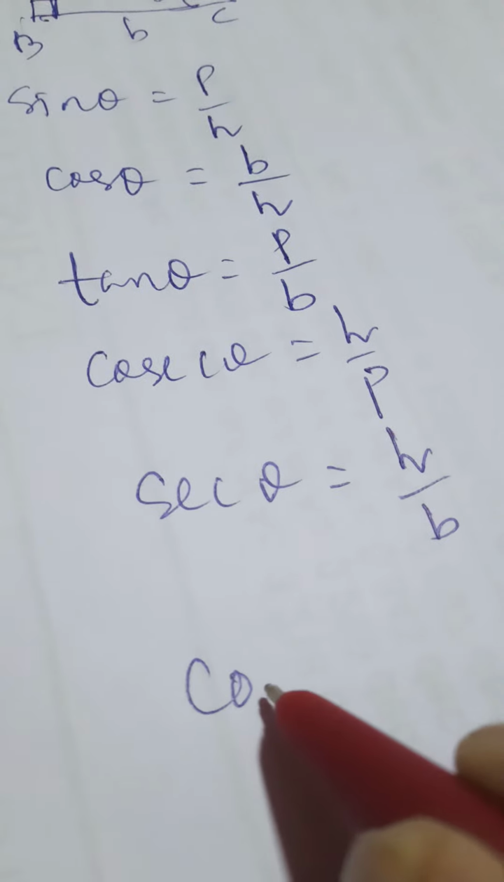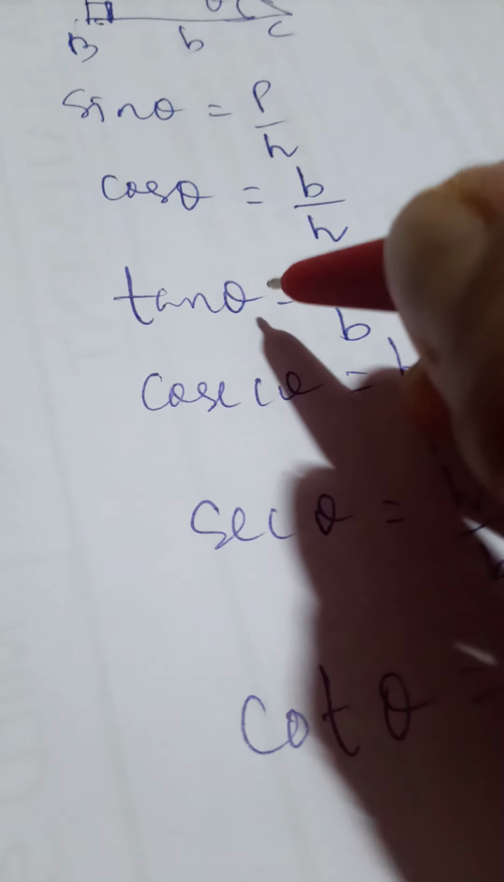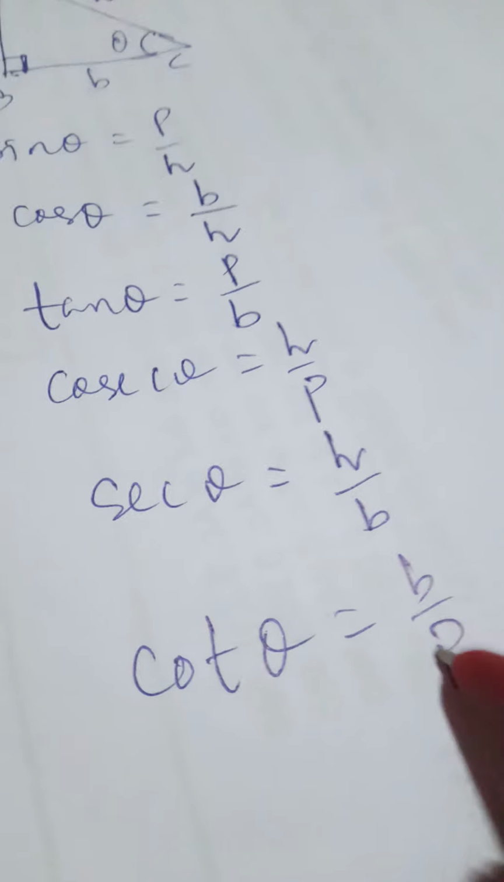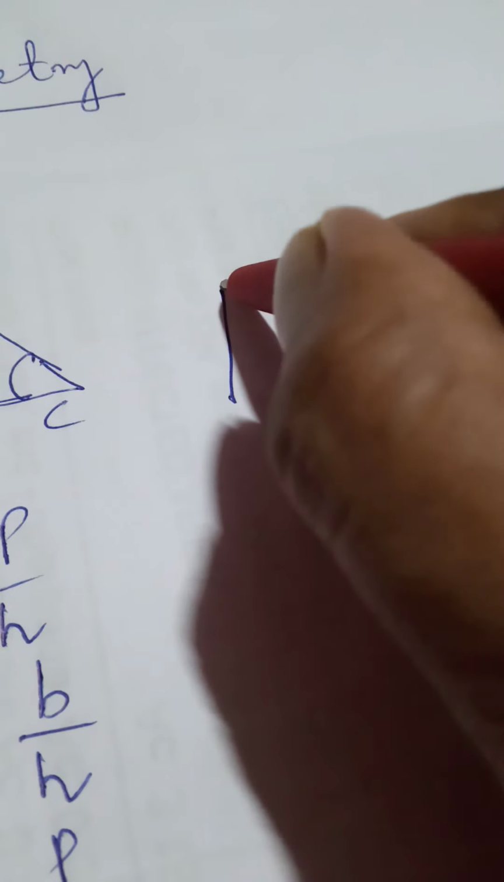Sixth one, that is cot theta. Cot theta is the last one, and this is just the opposite of tan theta. Tan theta is P by B, so cot theta will be B by P. So simple to remember. Now I am going to give you an example.